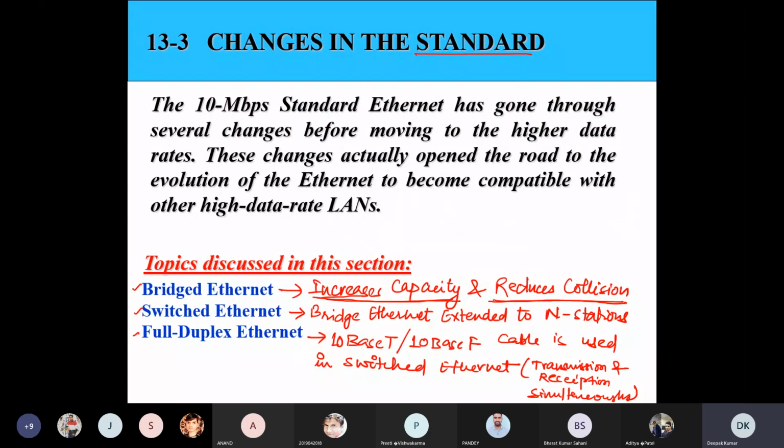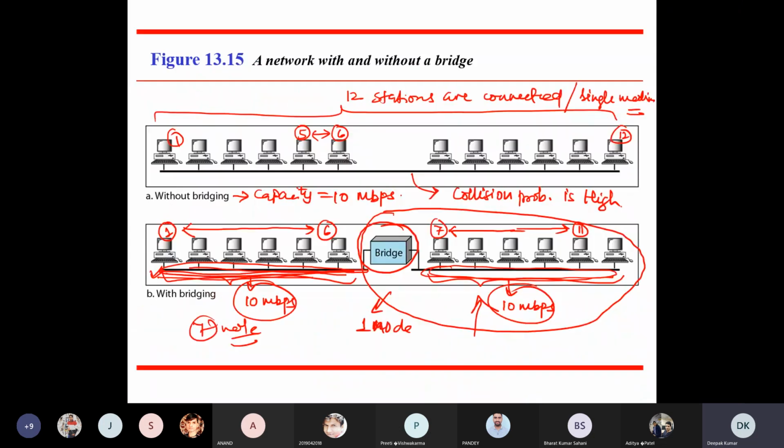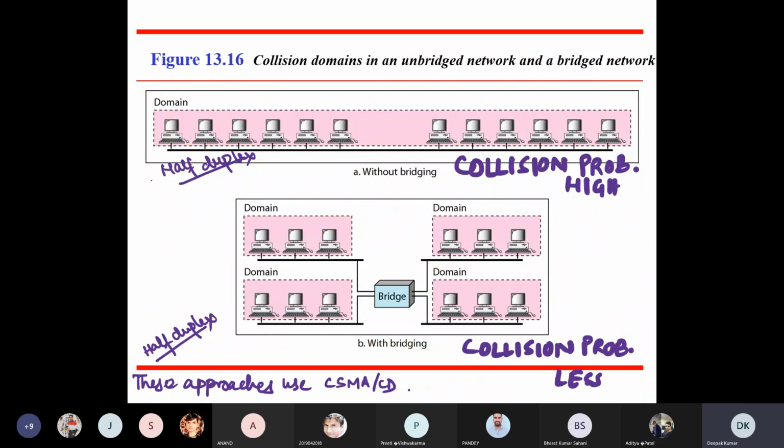Next was switched Ethernet and full duplex Ethernet. In switched Ethernet, the bridge of this Ethernet network is replaced by a switch. The major difference between a bridge and a switch you can see in this diagram here.